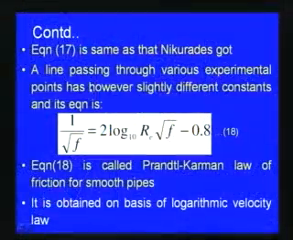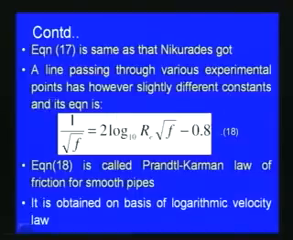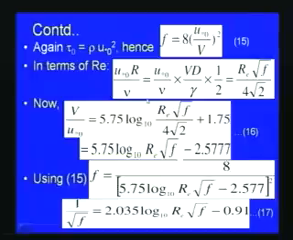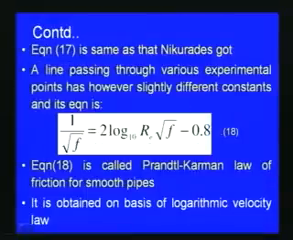So, here a line passing through the various experimental points has however slightly different constant. Nikuradse, with respect to his experiment, has shown this; we got here 1 by root f is equal to 2.035 log 10 R e root f minus 0.91, but with respect to Nikuradse's experiments he could get 1 by root f is equal to 2 log 10 R e root f minus 0.8 as in equation number 18. This equation number 18 is called the Prandtl-Karman law of friction for smooth pipe.